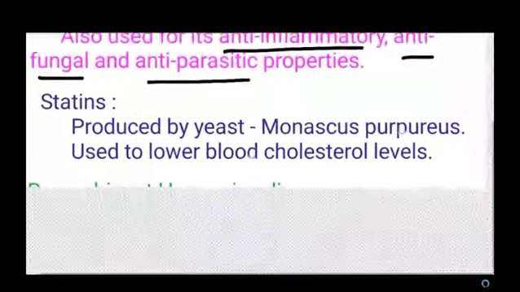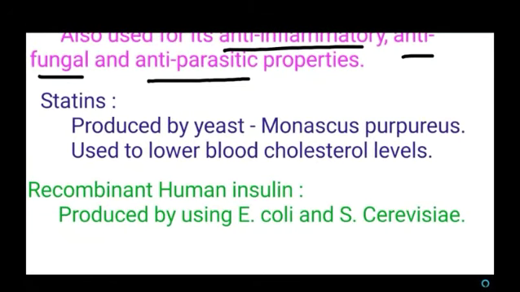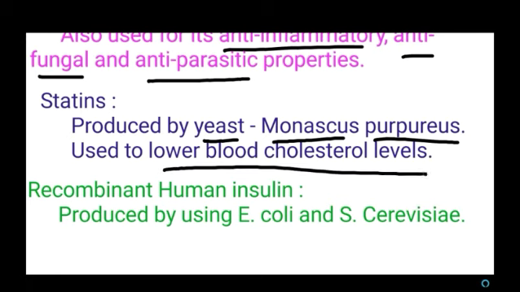Next one is statins. Statins are produced by the yeast Monascus purpureus. Mainly they lower the blood cholesterol levels. How they lower the blood cholesterol level is that statins compete with the enzyme which is responsible for the synthesis of cholesterol. That way they inhibit the action of the enzyme which produces cholesterol. Thus they lower the blood cholesterol levels.